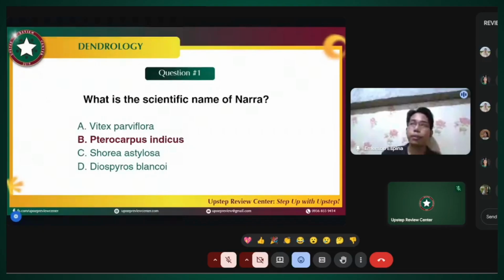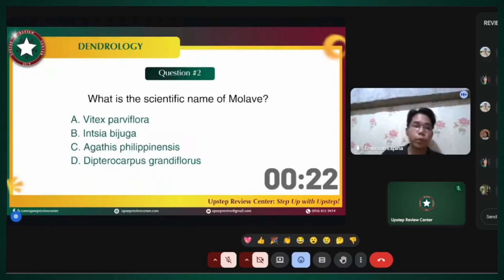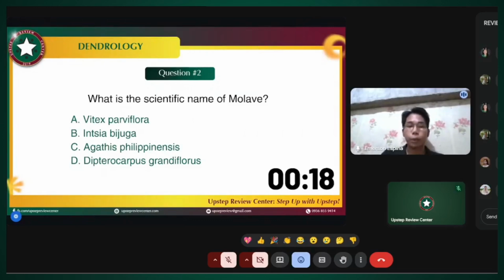Notice how those four connect with each other and help you remember better. So use that in the next species or questions. That makes recall easier. So question number 2, moving forward: what is the scientific name of Molave? We have Vitex parviflora, Agathis philippinensis, and Lagerstroemia grandiflorus.